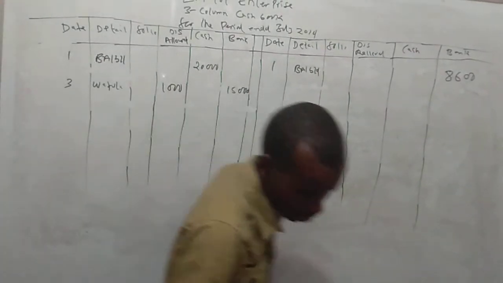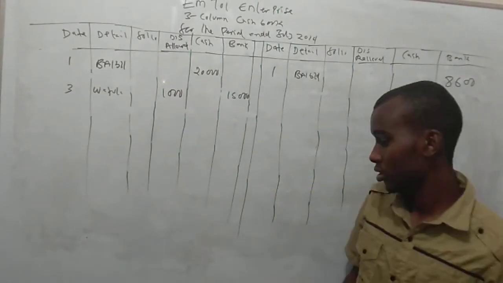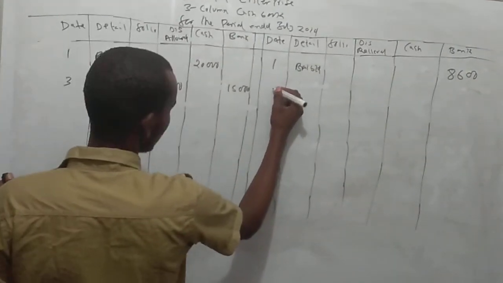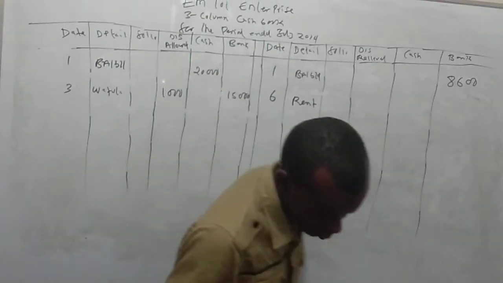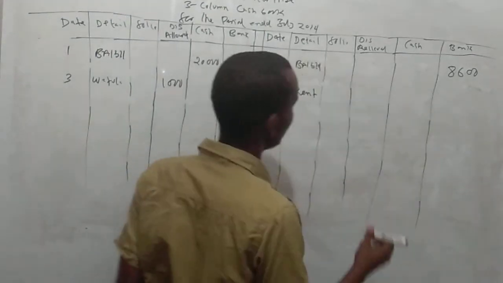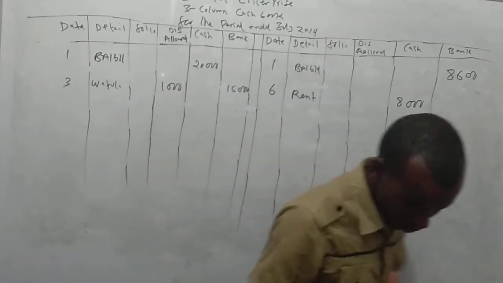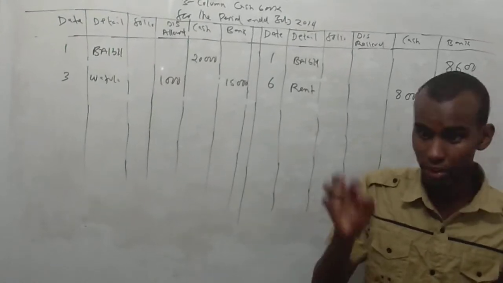After 3rd, we have 6th, paid rent by cash of 8,000. We are paying rent by cash. Remember, payment is recorded here. So on 6th, we paid rent by cash of 8,000. Next, deposited 6,000 into the business bank from the cash till.